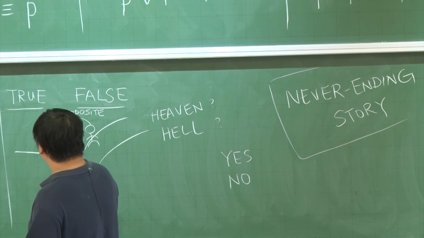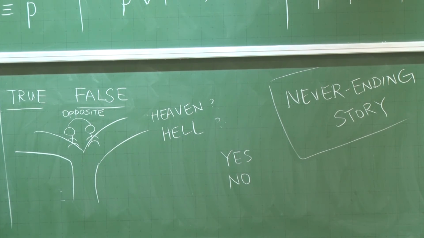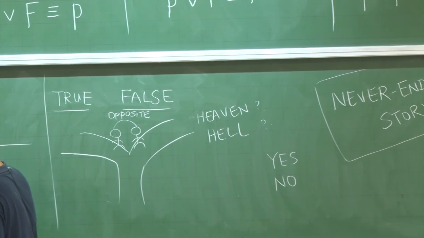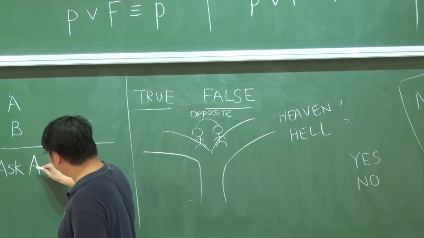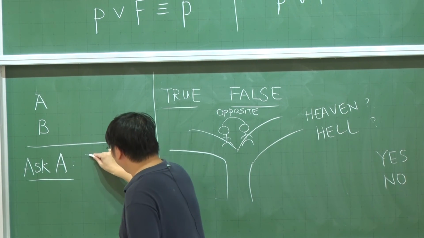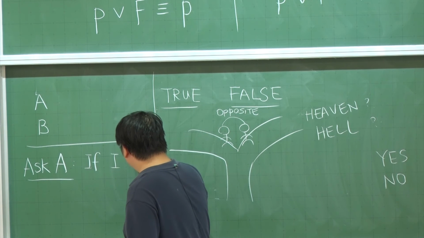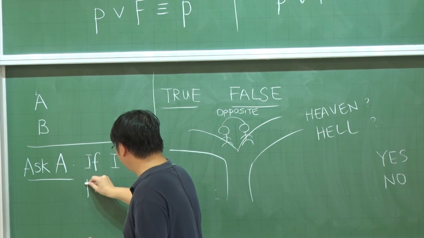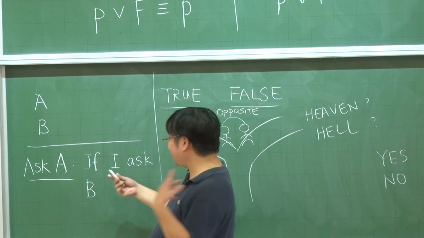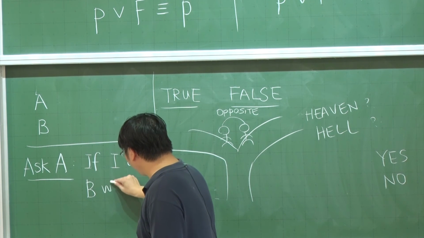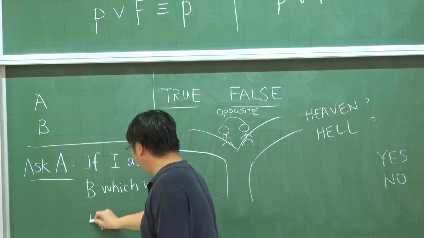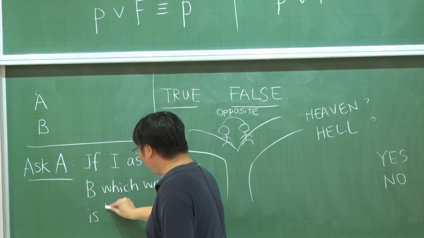Exactly. So let's call them A and B. There are two persons. And then what are you going to do? Ask A. Okay, if I ask B, because he's going to answer yes. Which way? Let's say, which way is to heaven?